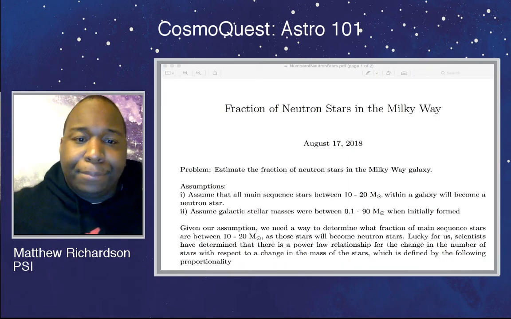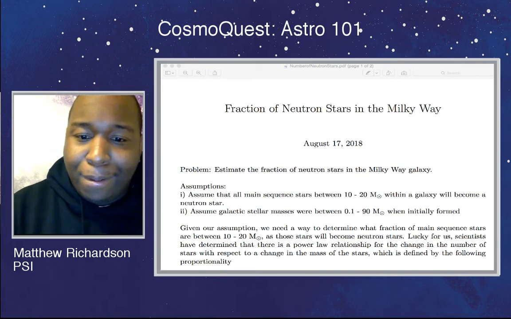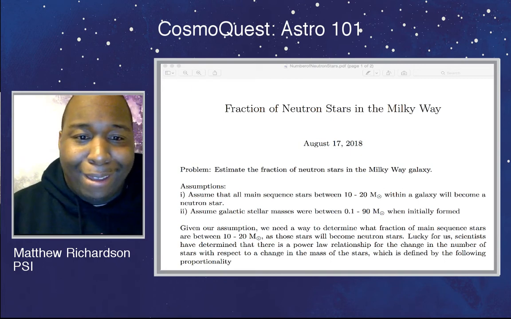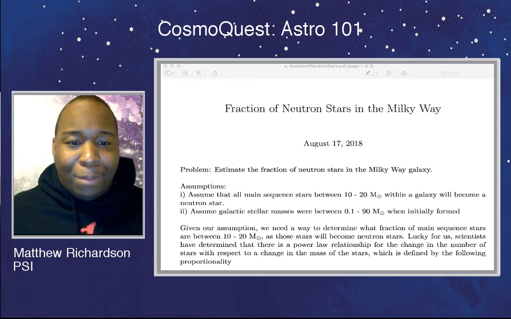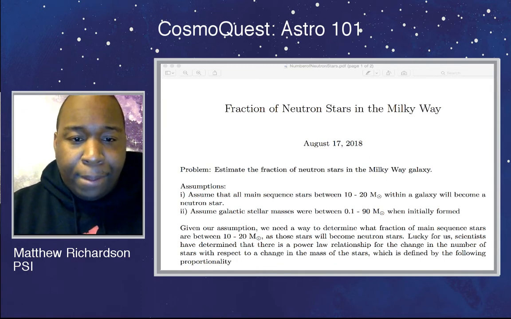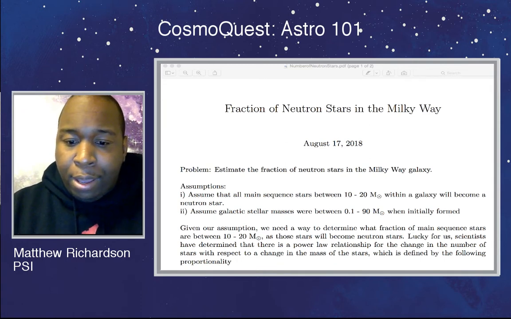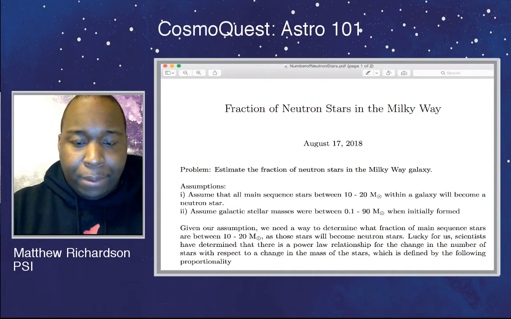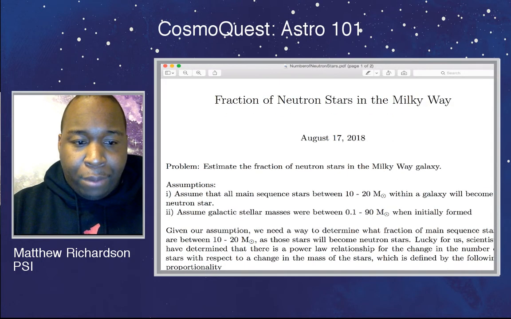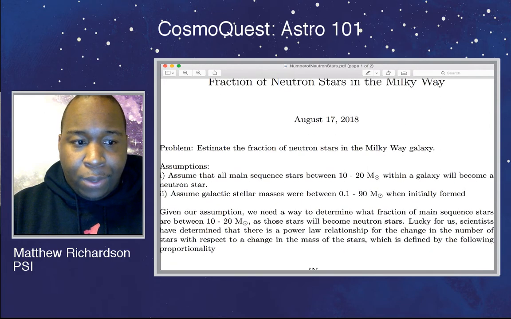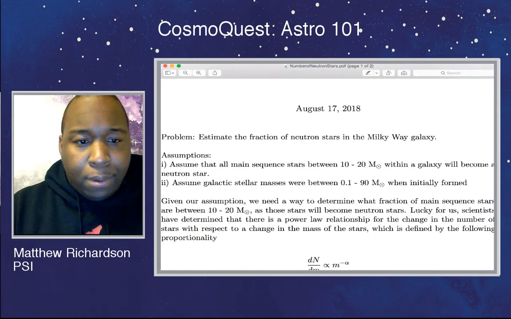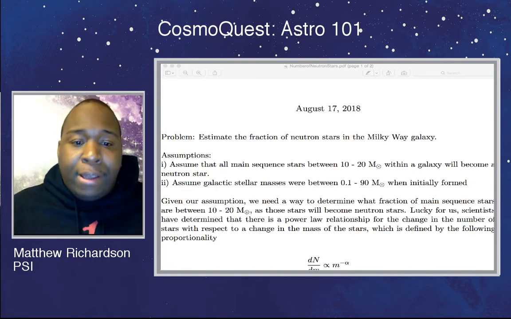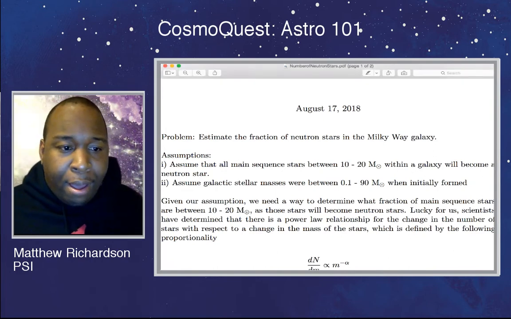All right, so our calculation for today is the fraction of neutron stars in the Milky Way galaxy. Here, I'm going to blow this up so it's a little bit bigger, so hopefully I don't cut off too many things in doing so. Basically, to do the calculation, I've assumed a few things.